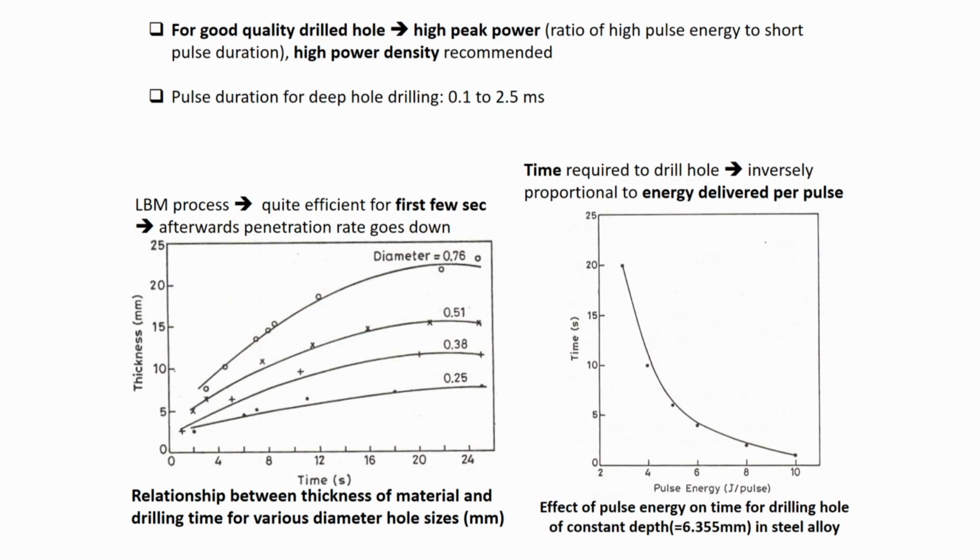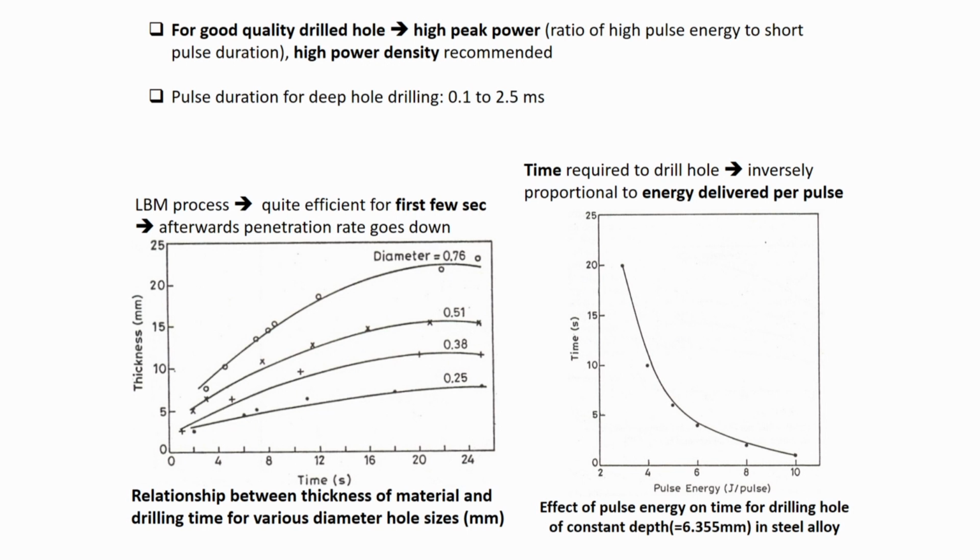So for good quality drilled holes, high peak power is required. That is the ratio of high pulse energy to short pulse duration, and high power density is also recommended. The pulse duration for deep hole drilling is 0.1 to 2.5 milliseconds.